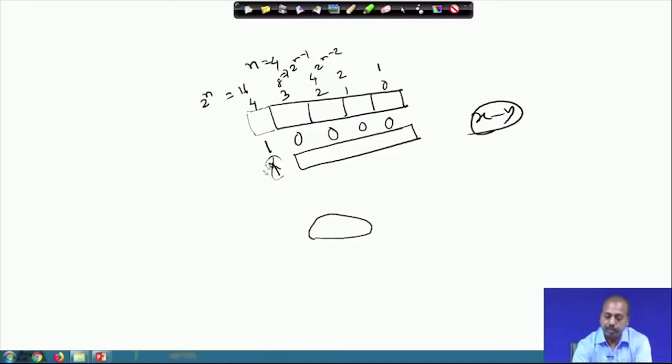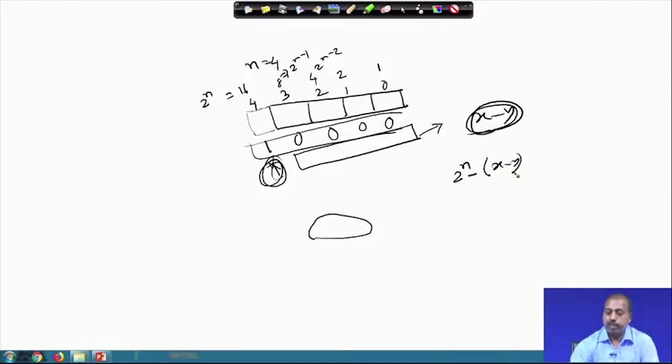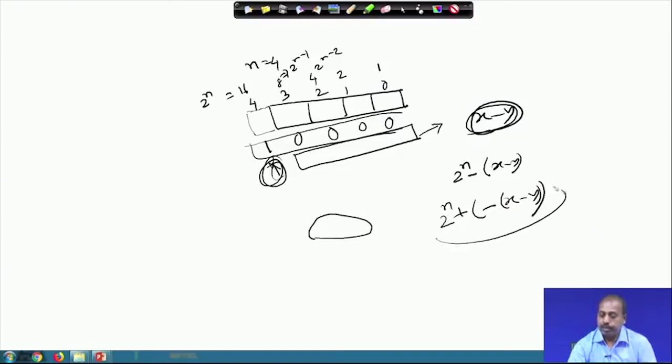So, whatever the bit is coming, if I simply ignore this bit, then I will get the result x minus y. If x minus y is negative, then of course, there is no problem, because then this whole number is going to be 2 power n minus of x minus y as per the representation. So, I am getting the result directly. If the number x minus y is negative, then by doing this addition, what I am essentially getting is 2 power n plus minus of x minus y. So, I am getting the same result.